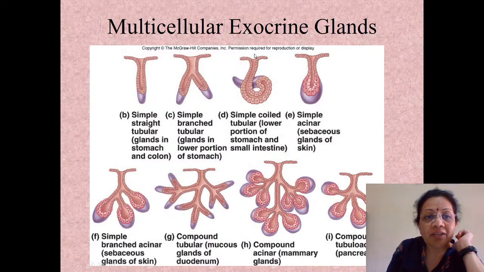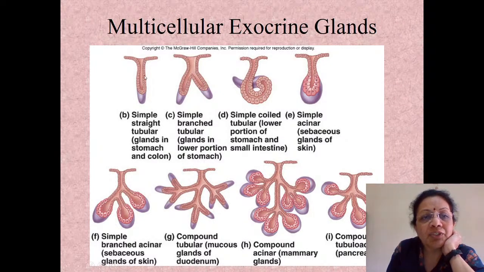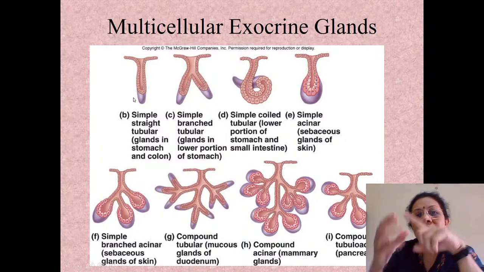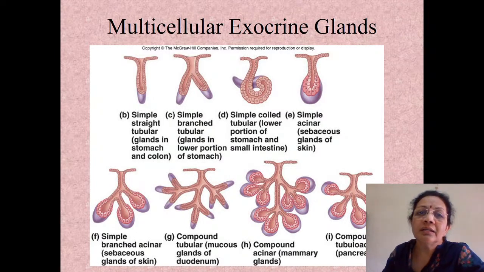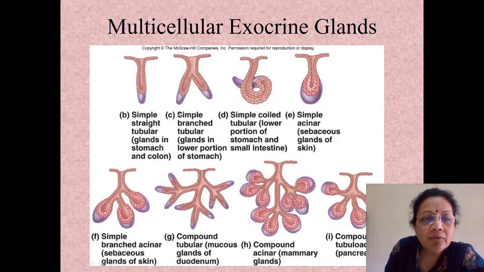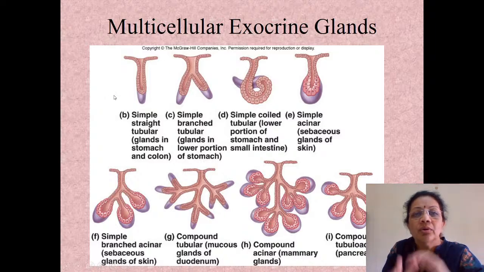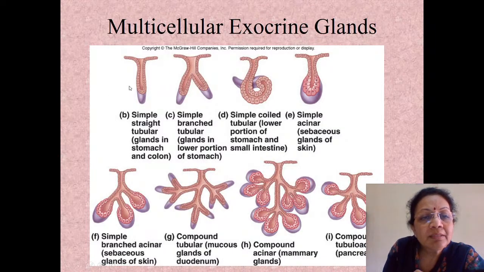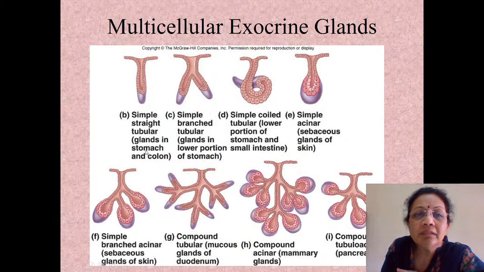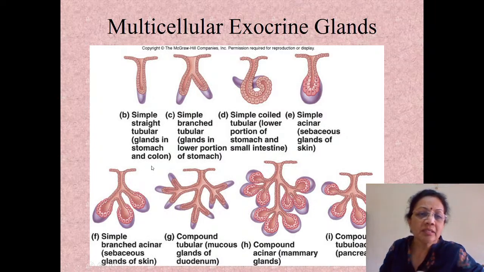So when you see it in section, this is what it will look like. It will look like a U, right? So actually it is a finger-shaped, or like the finger of a glove. It's a dip into the surface, and it will be surrounded by the connective tissue of that organ, right? So the simple straight tubular glands are seen. One example is in the stomach, another example is in the colon.